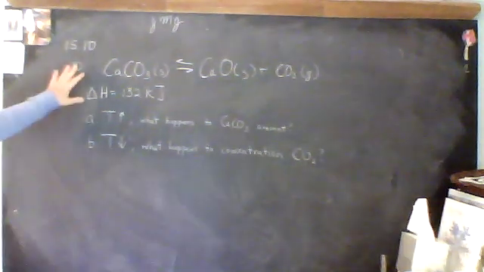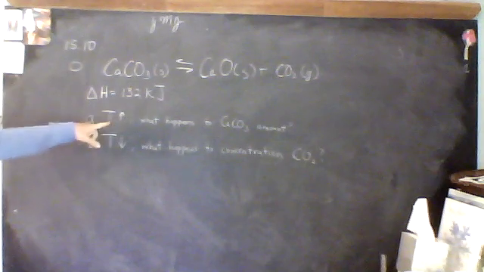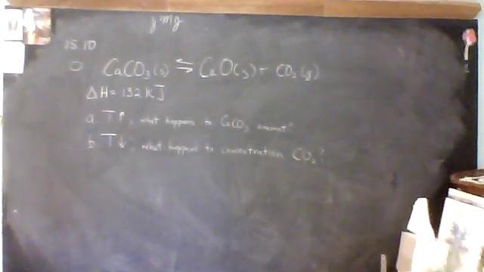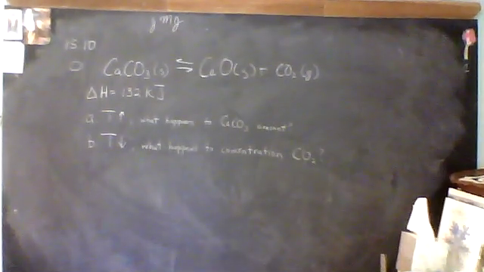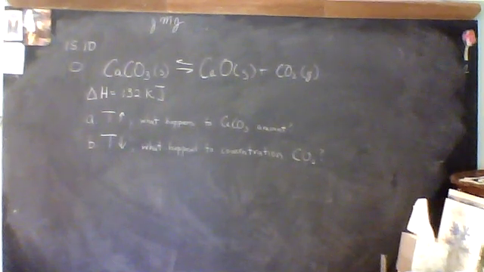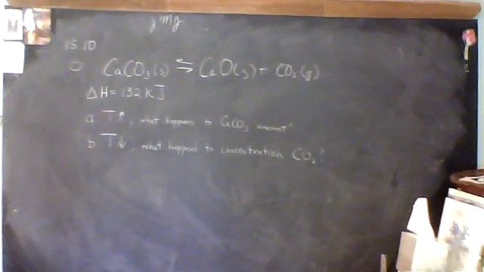So if the temperature is increased, what's going to happen to the amount of the CaCO3? Well, the amount will stay the same. Why will it stay the same? Because it's a solid. Well, when the temperature is increased, the equilibrium will shift away from the side that contains energy. So it will shift toward the products, right?